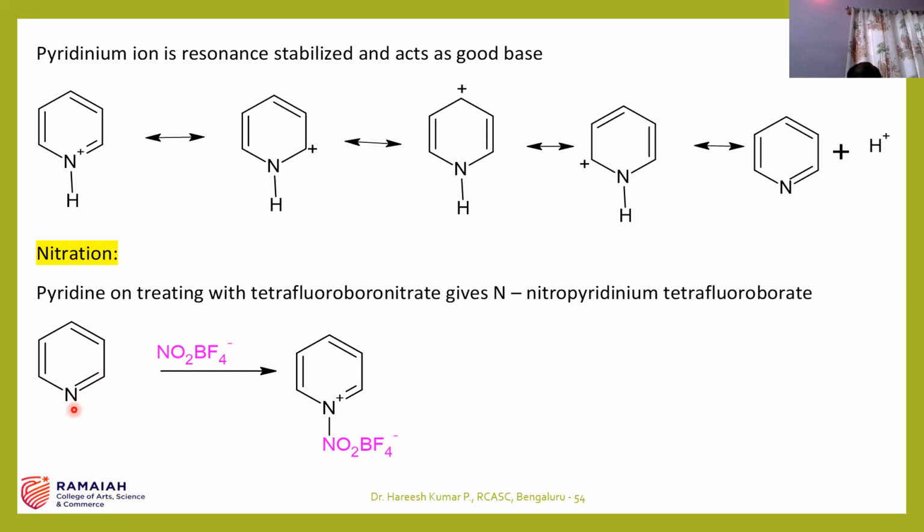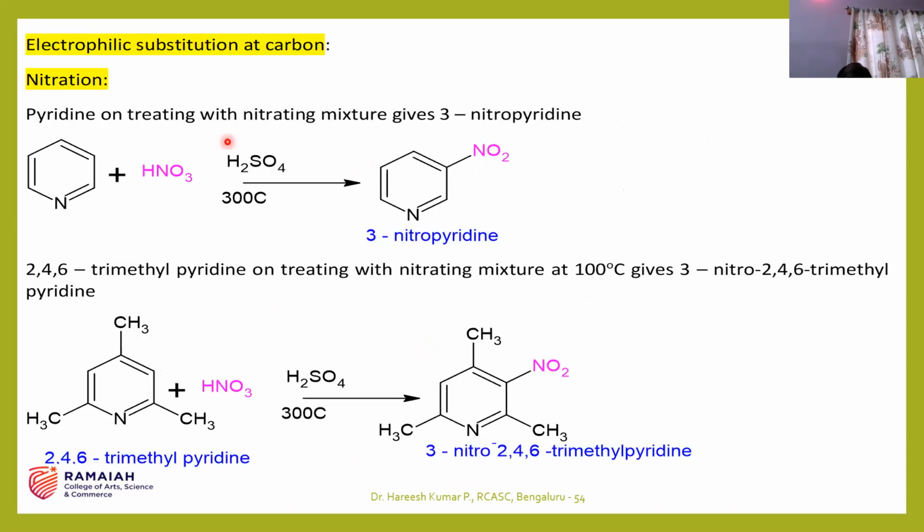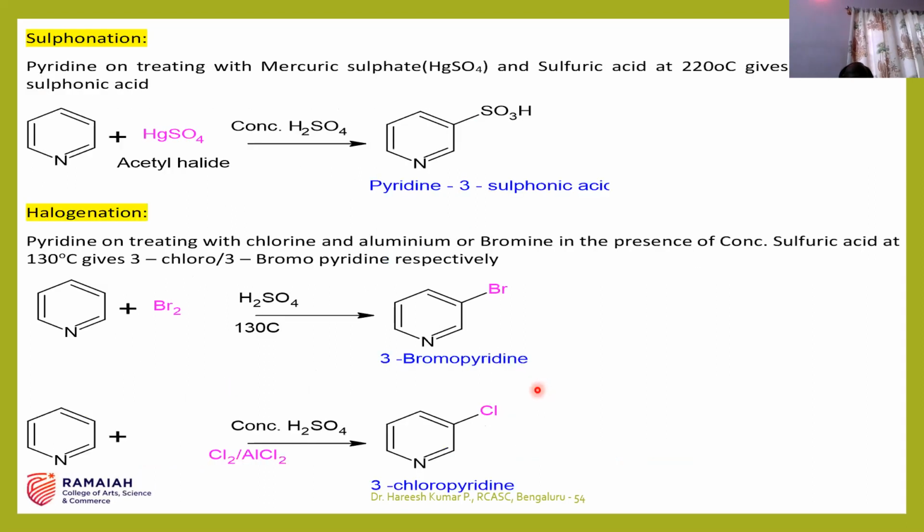And since there is a lone pair on this nitrogen, it can react with nitronium tetrafluoroborate forming a compound like this. And sulfonation also, it is reactive. Aluminum chloride means alkylation at the N position, acylation at the N position, and if you treat, nitration of pyridine is at the 3 position. So this is also a nitration example. Another example, this is the substituted pyridine. So 3 is the reactive position in pyridine. That's what you need to remember. Sulfonation at the 3rd position, bromination 3rd position, chlorination 3rd position.